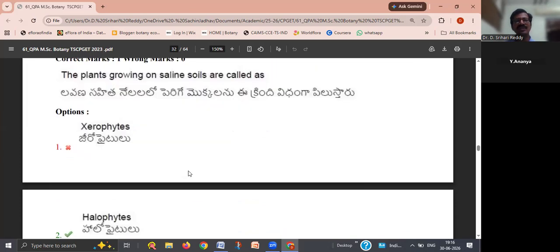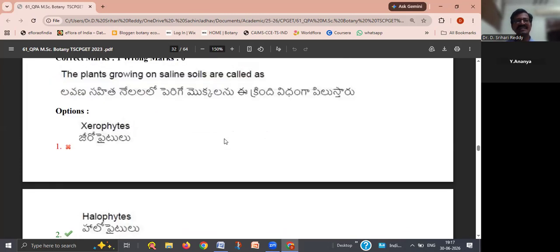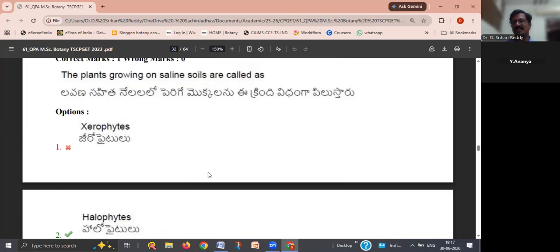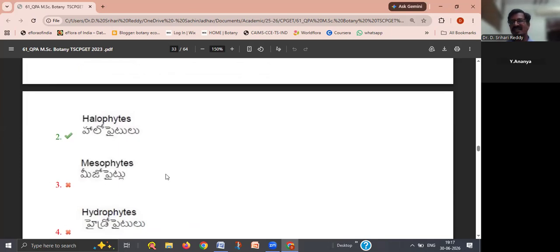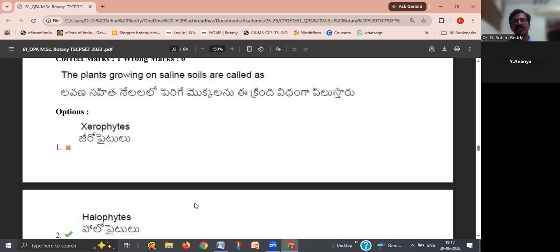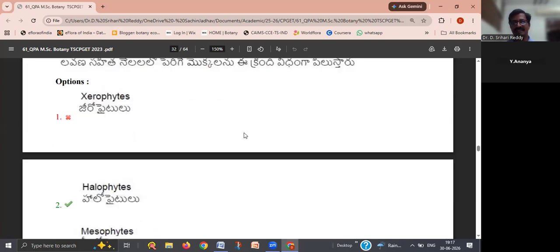Next, the plants growing on saline soils are called as, xerophytes, which grow in the desert conditions. Okay, next, halophytes. Halophytes are the plants which grow in the saline soil. That is the right answer. Mesophytes are the normal plants which grow in the normal conditions, and hydrophytes are the plants which grow in the water. So the right answer is halophytes, which grow in the saline soil.